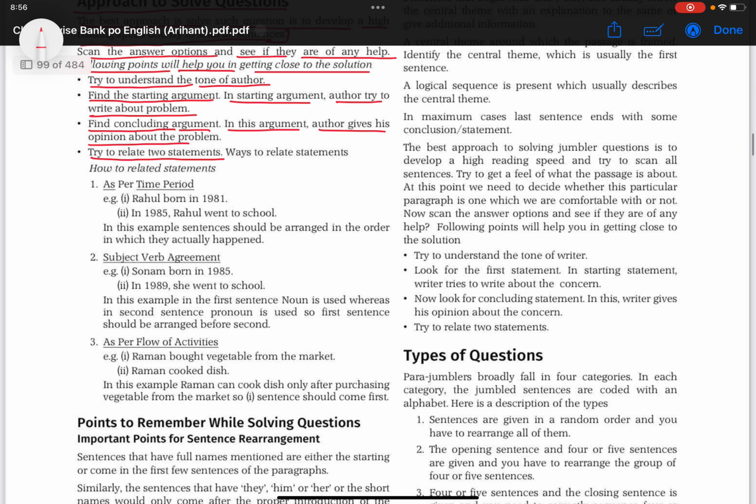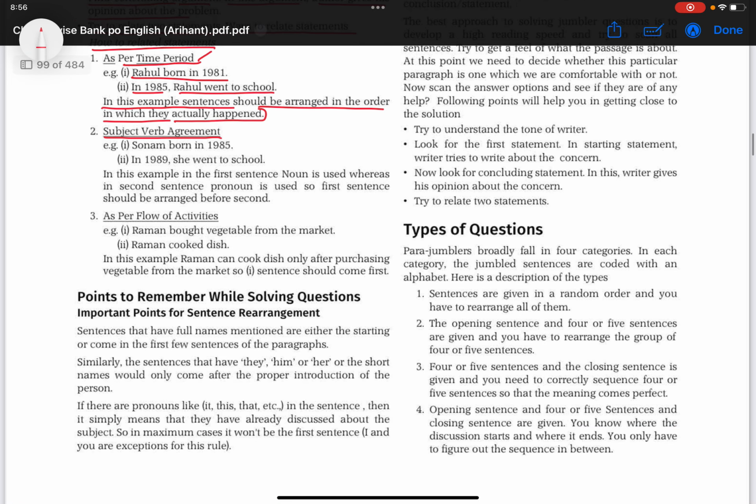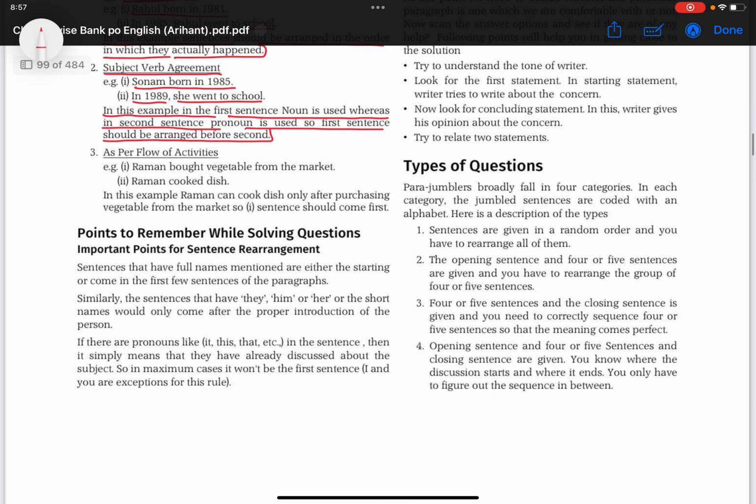Try to relate the statements; ways to relate statements. As per time period: Rahul, born in 1981; in 1985, Rahul went to school. In this example, sentences should be arranged in the order in which they actually happened. Subject-verb agreement: Sonam, born 1985; in 1989, she went to school. In this example, in the first sentence, a noun is used, whereas in the second sentence, a pronoun is used. So the first sentence should be arranged before the second.